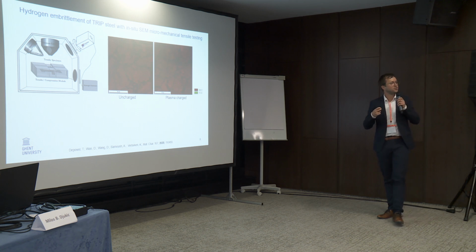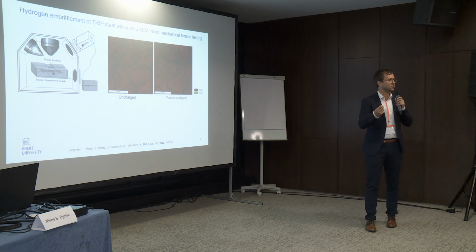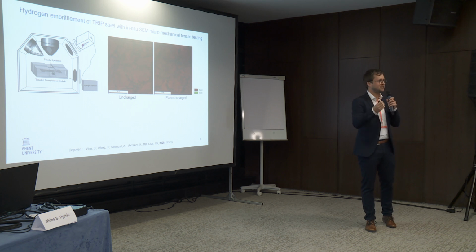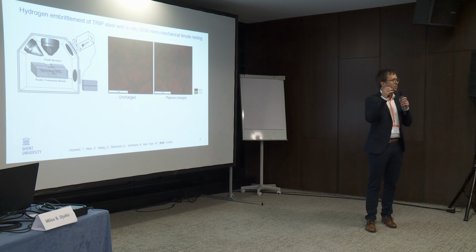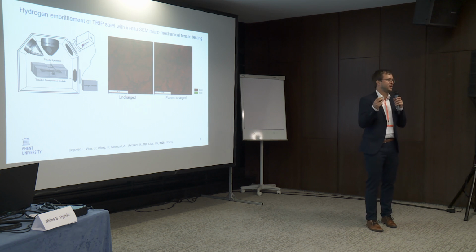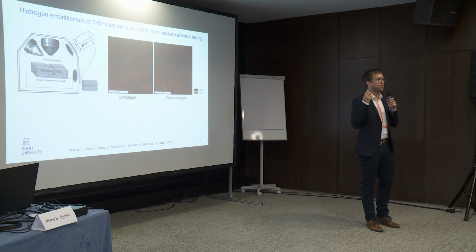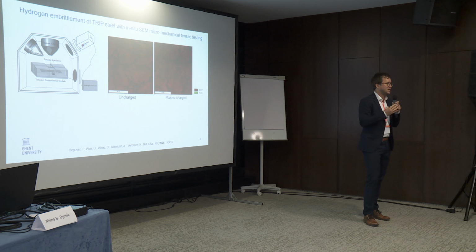So the idea is that hydrogen was present at retained austenite because of the plasma charging, in situ charging with mechanical loading. That hydrogen then reduces the stacking fault energy of the retained austenite, and your transformation to martensite happens faster in the presence of hydrogen.